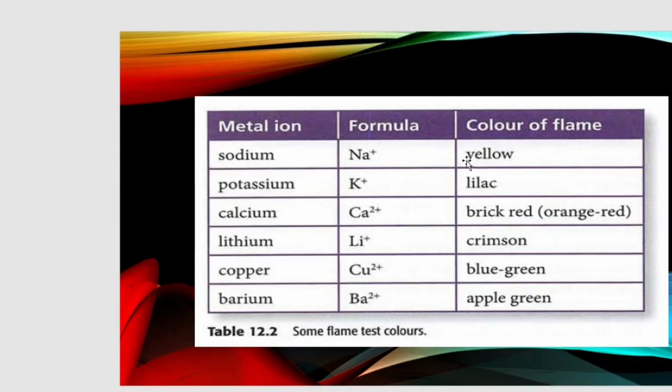If it is yellow flame, it must be sodium ion. It is lilac flame, it will be potassium ion. Brick red or orange red colored flame, it must be calcium ion. Crimson red is for lithium ion. Blue green flame is for copper ion, and apple green flame is for barium ion, right?